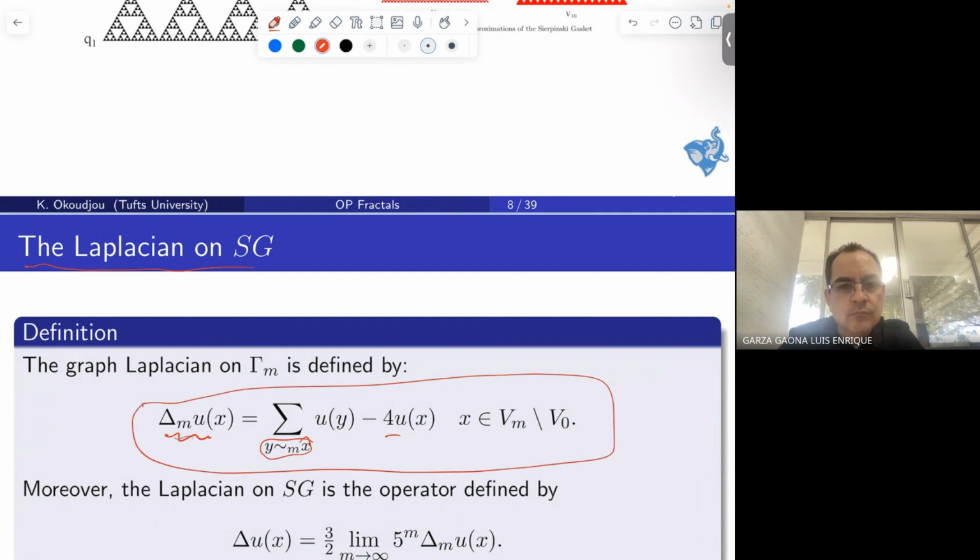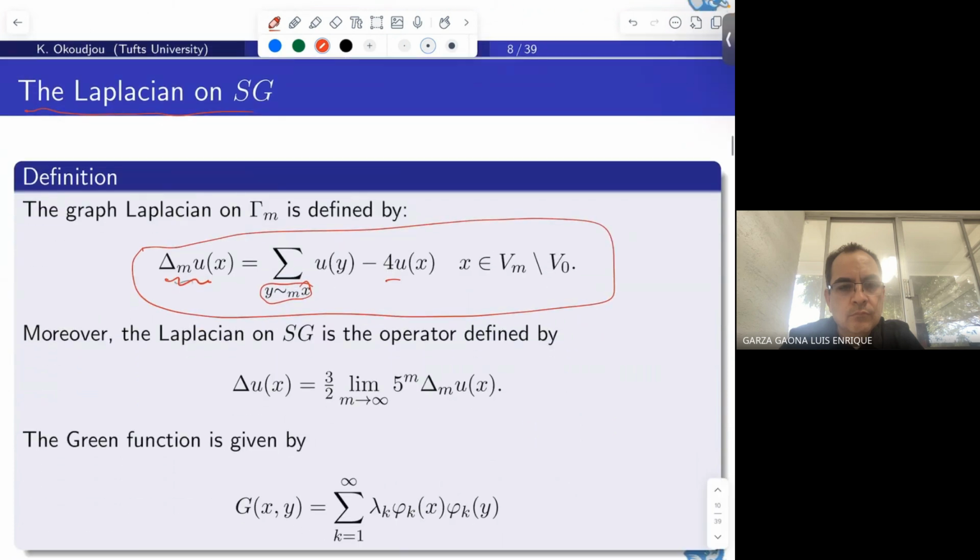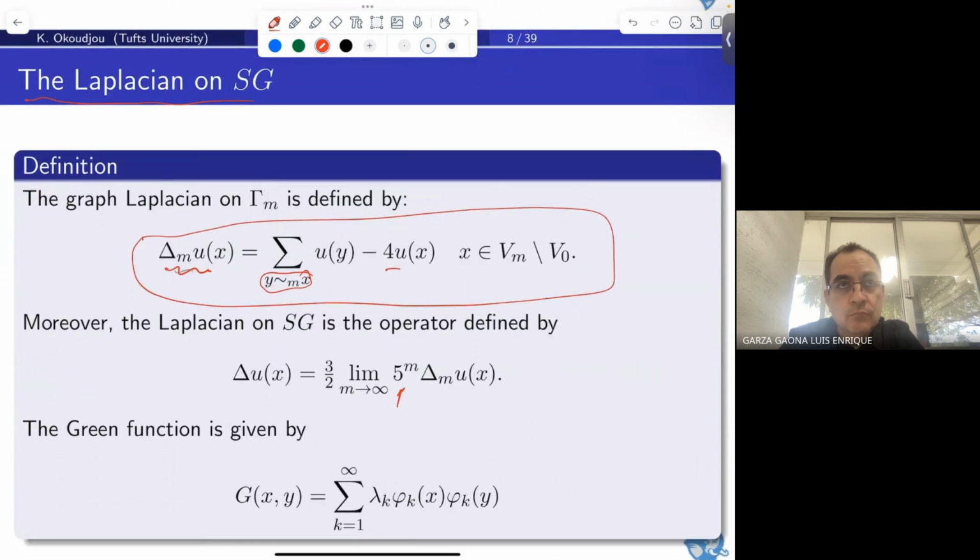It's a local operator. And the key thing is that it's not trivial to figure out the correct weight, or the correct ratio, that one must put in front of this, so that when you take the limit of these weighted discrete operators, you get something that meaningfully defines an operator on the entire space SG. It turns out that the number that you need is exactly 5 to the power m. There are reasons to see why this is the case, but I'm not going to focus on this today.